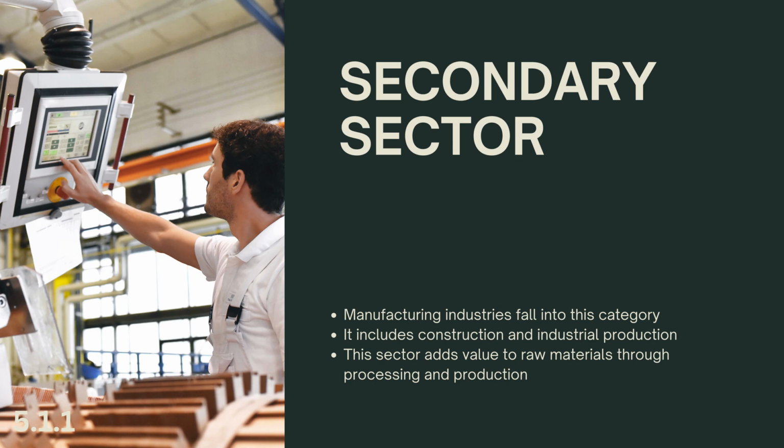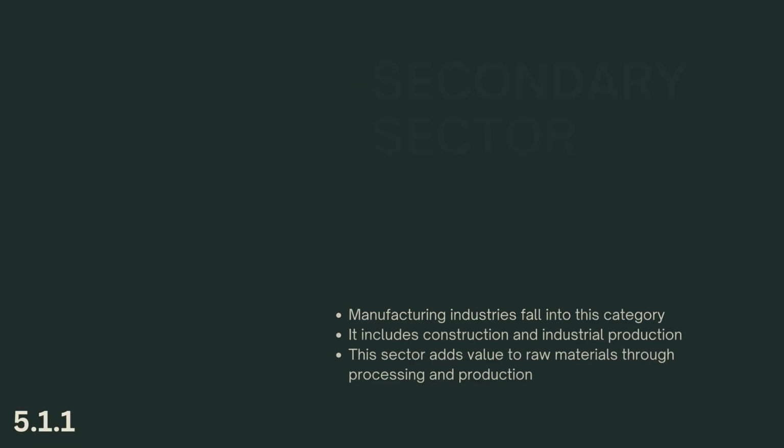Manufacturing industries fall into this category, as does construction and industrial production. For instance, a car manufacturer taking steel, rubber, and other raw materials to produce vehicles would be part of the secondary sector. This sector adds value to raw materials through processing and production. In many developing countries, growth in the secondary sector is seen as a key indicator of economic progress.